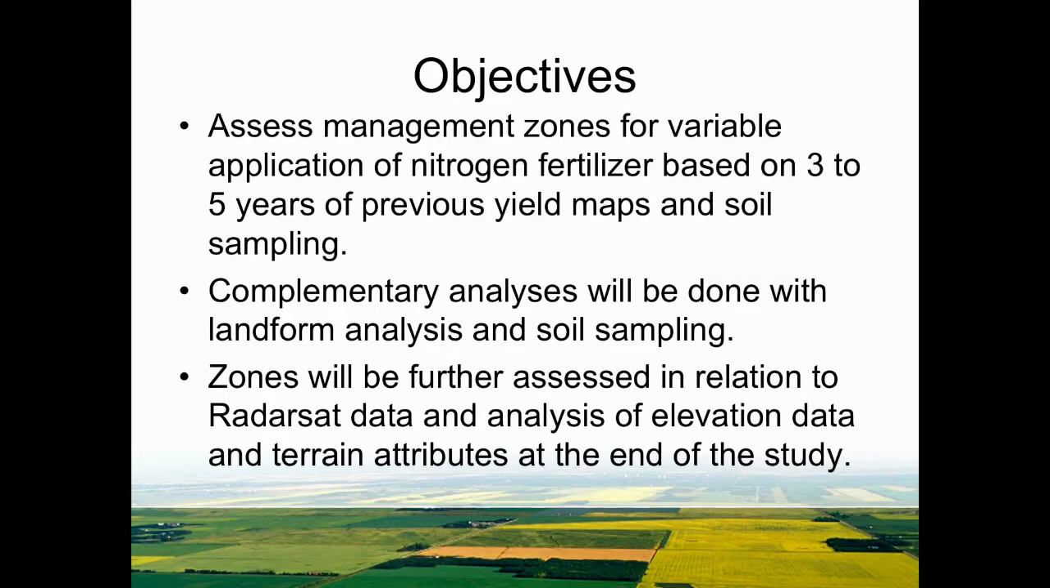So overall, we have a very specific experimental design and an overall specific objective, which is to assess management zones for variable rate application of nitrogen based on an analysis of 3 to 5 years of previous yield maps. And that can be any crop. It's not just canola. So we adjust the data for other crops such as flax or wheat or barley, peas, and we include those in our analysis.